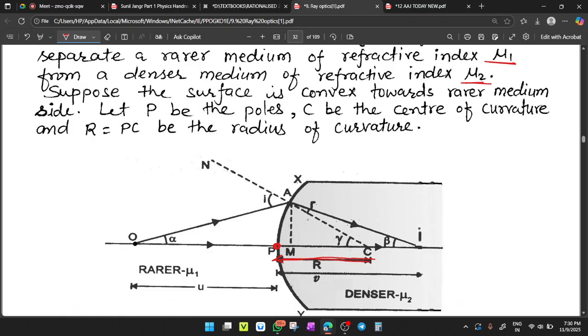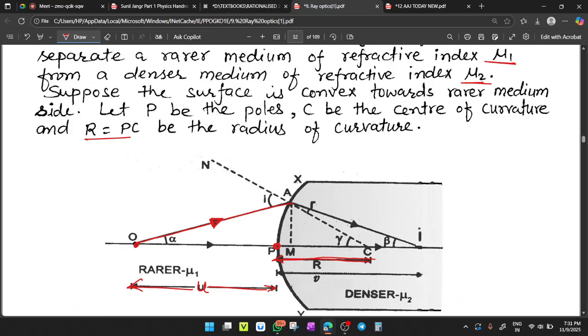Now, this is the point object O. C is the center of curvature, so R equal to PC is the radius of curvature. Now, first make a ray that is incident on this convex spherical refracting surface like this. Clear or not? So this becomes the object, and the object distance is considered as u in optics. So we have considered this one as u.